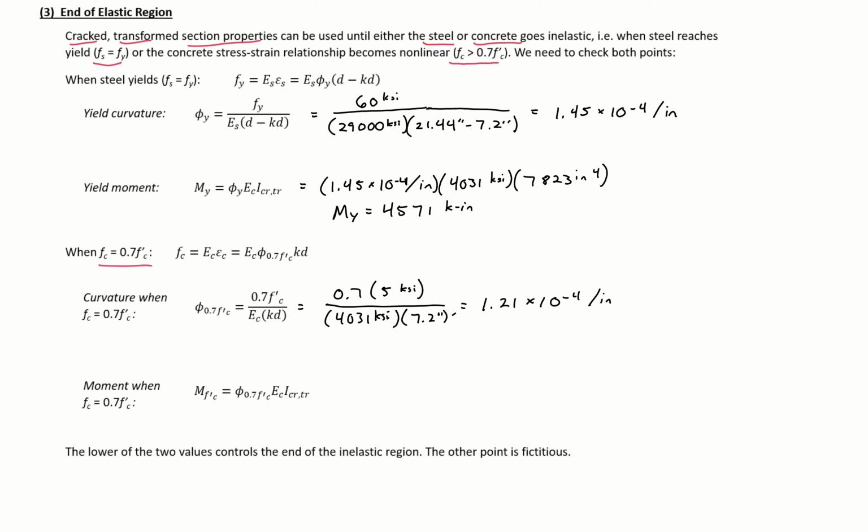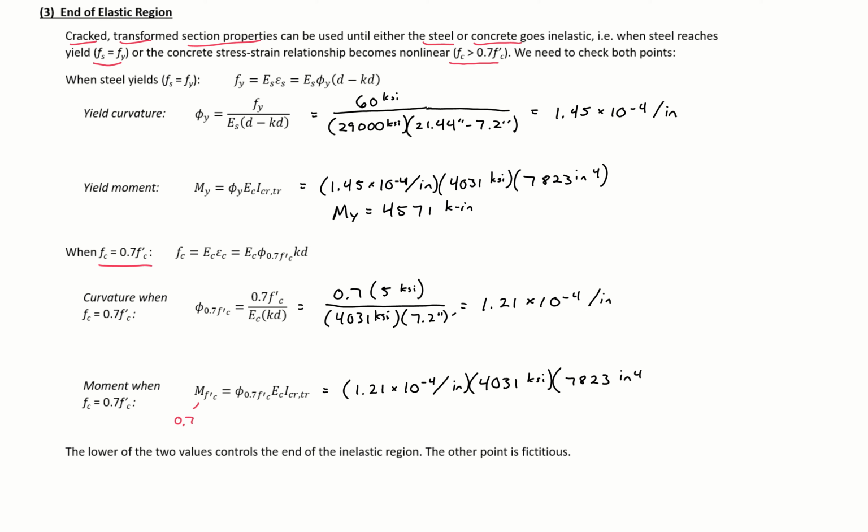So we can then find, and we'll add in 0.7 there, our moment when our stress at the extreme compression fiber reaches 0.7 F prime C. Again, using our curvature equals M over EI expression rearranged for M. So our moment here is equal to our curvature, 1.21 times 10 to the negative fourth radians per inch, times our E, 4,031 KSI, and then times our I cracked transformed, 7,823 inches to the fourth.